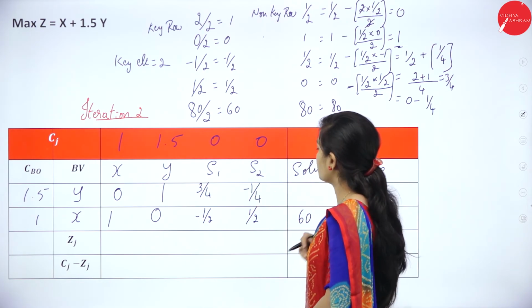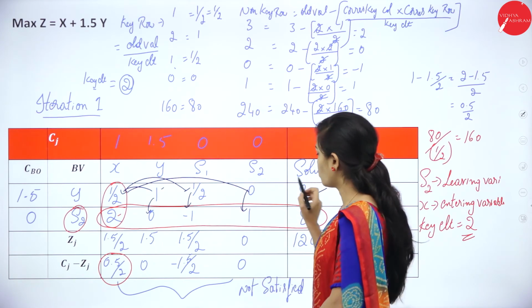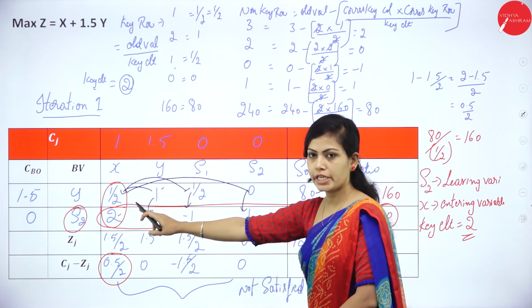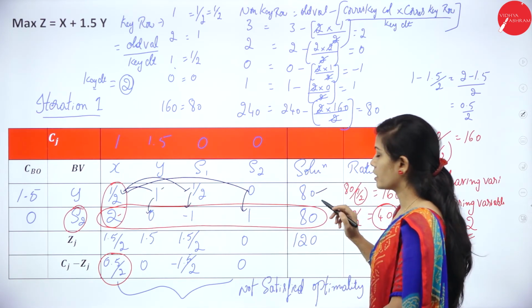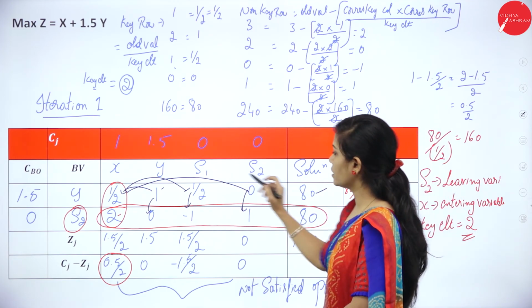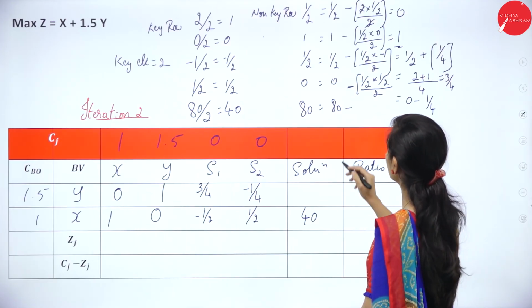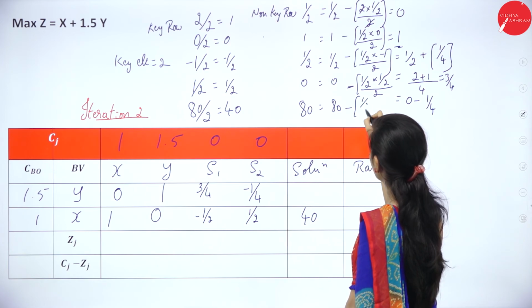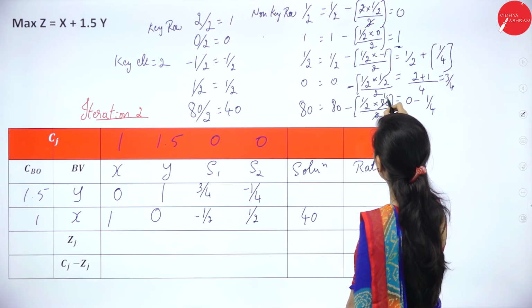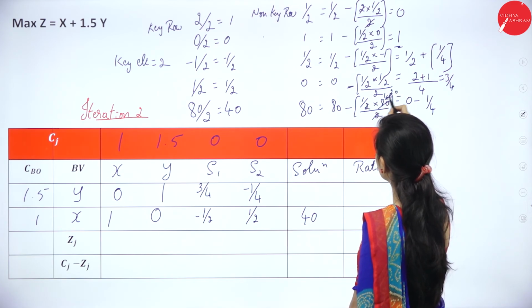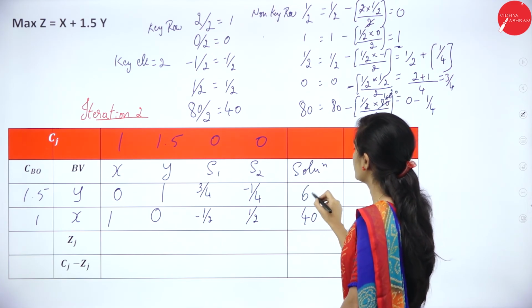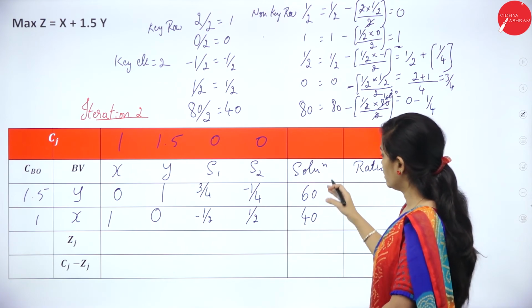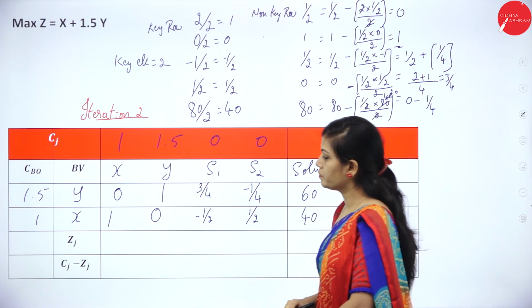The last value: old value is 80, corresponding key column is 1 by 2 and key row is 80. So 80 minus 1 by 2 into 80 by 2. Two ones are 2, two 40s are 80, two 20s are 40, so 80 minus 20 is 60. So here we got 60 and 40.